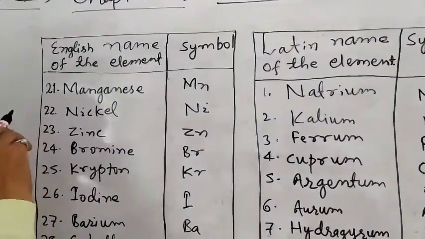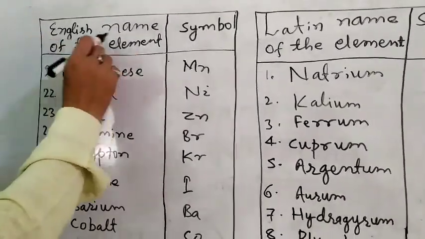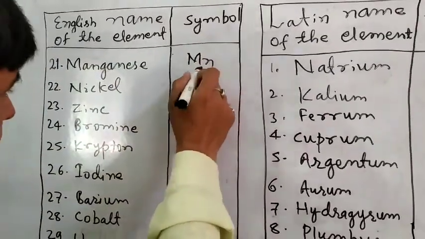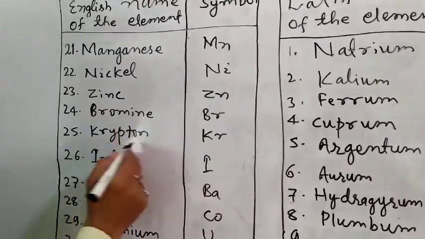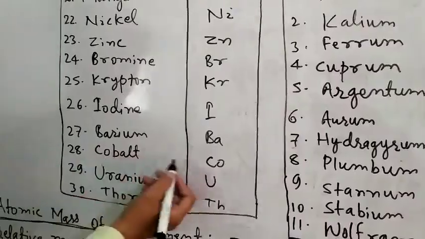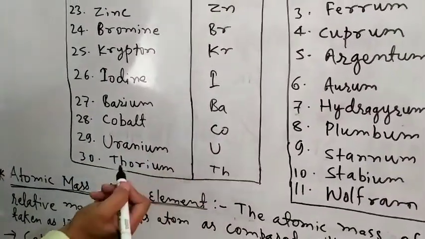There are some examples of symbols. First of all, we have to know the English names of the elements: manganese, its symbol is Mn; nickel, Ni; zinc, Zn; bromine, Br; krypton, Kr; iodine, I; barium, Ba; cobalt, Co; uranium, U; and thorium, Th.